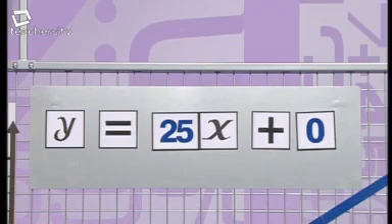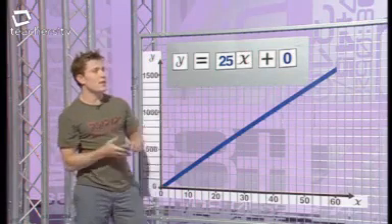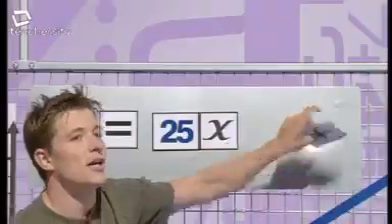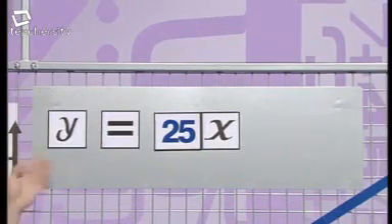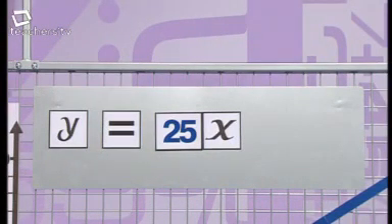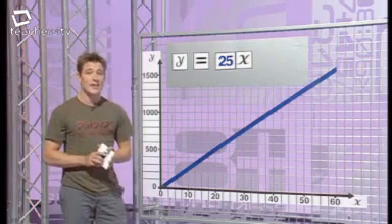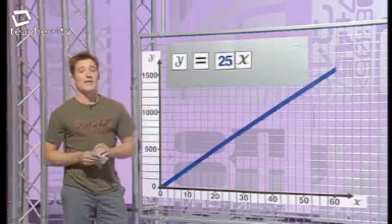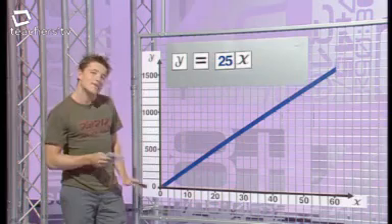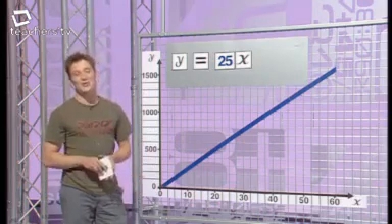25x plus 0. But that's silly, it's just 25x, so we can take that off. So the equation for this straight line is y equals 25x. In fact, if you're given an equation for a straight line without a plus c bit, then you immediately know that it cuts straight through the origin, which is a handy little straight line hint.